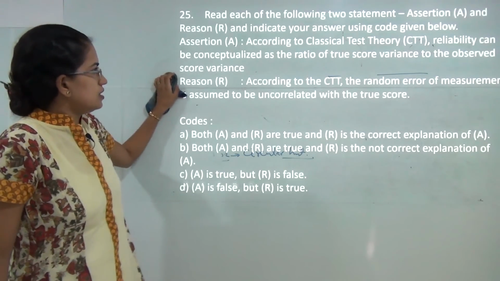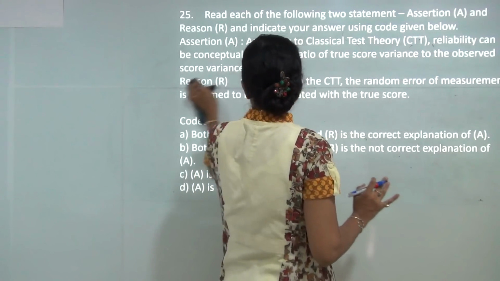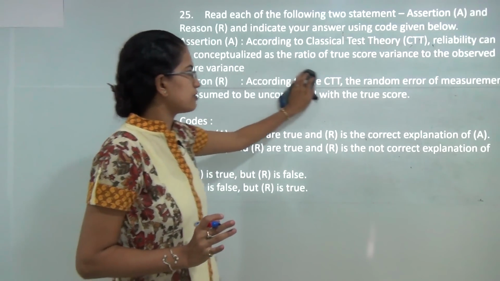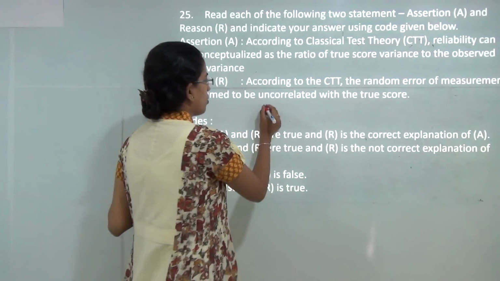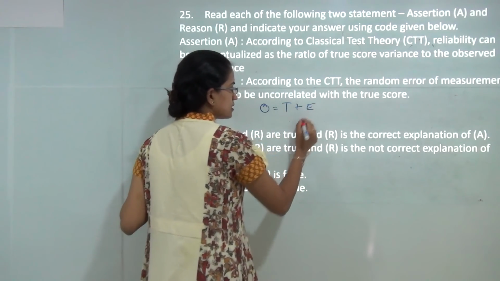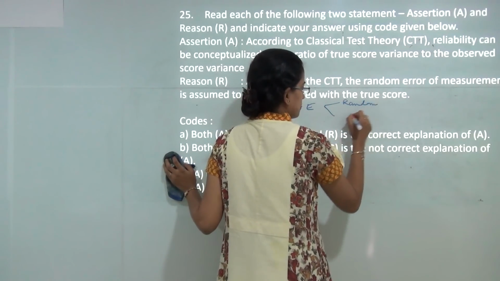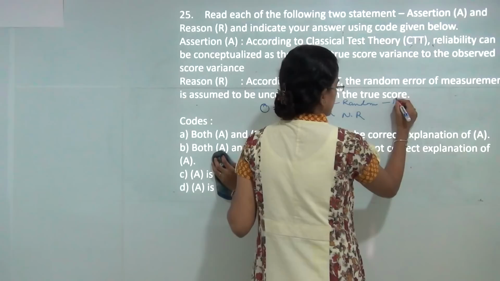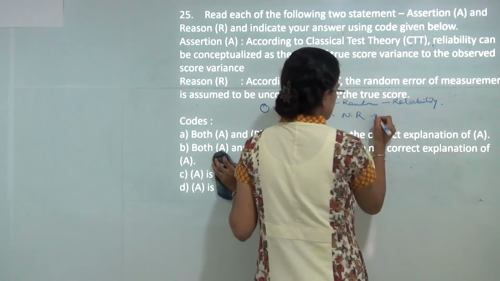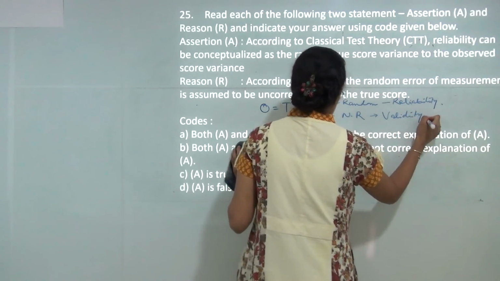Next question. According to the classical test theory. Now let's first understand what the classical test theory is. Under classical test theory, the observed score is the result of true score plus error variance, and this error can be either random or non-random. If it is random, it would affect reliability. Sorry, if it is non-random, it would affect validity. That's the first thing that we can say.